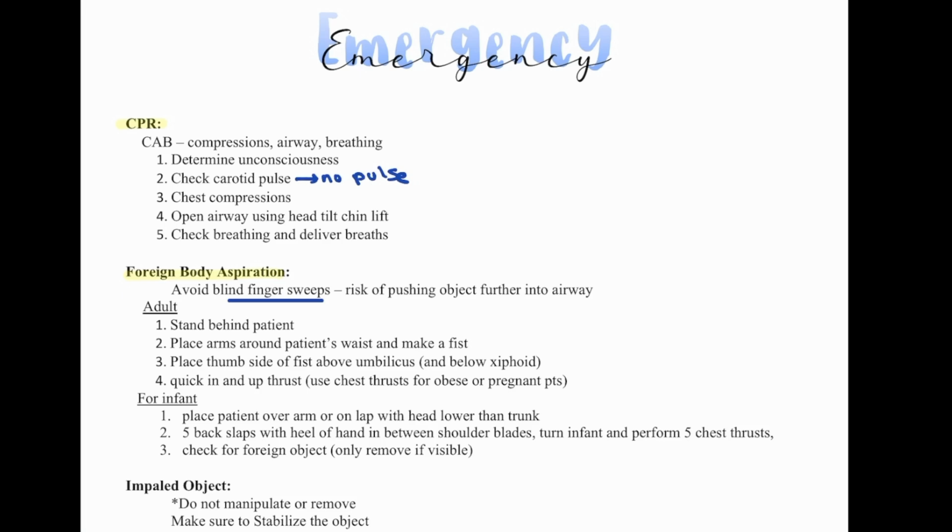For an infant, we place the patient over an arm or on the lap with the head lower than the trunk. 5 back slaps with the heel of the hand in between the shoulder blades. Turn the infant and perform 5 chest thrusts. Check for the foreign object, and you're only removing the foreign object if it's visible. We have to remember that when patients have an impaled object, so something that is stabbed into them, we do not manipulate or remove it. We want to make sure to stabilize it. That's because when we remove it, they're just going to start bleeding everywhere.